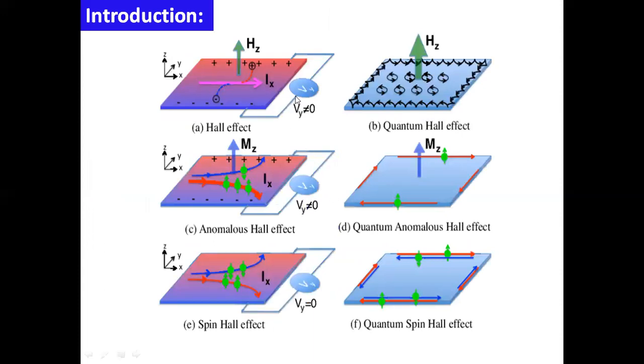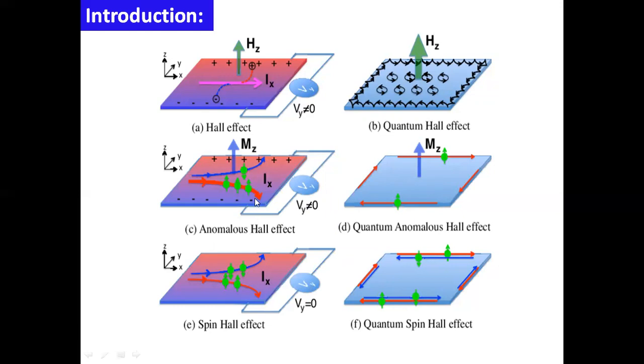This is the experiment that made Edwin Hall a very famous physicist across the globe. You can clearly see the perpendicular magnetic field, and he is measuring the potential difference across the two different edges, and you can see the positive and negative charge. Then the anomalous Hall effect.